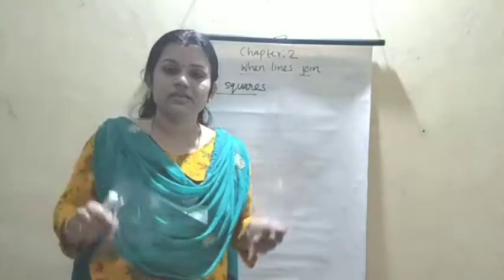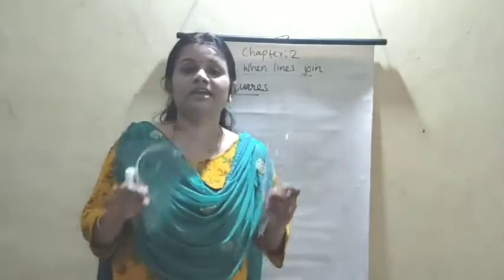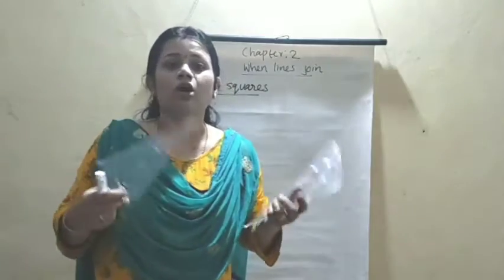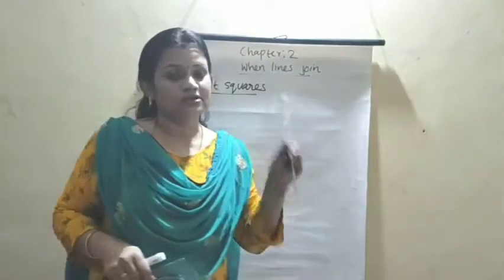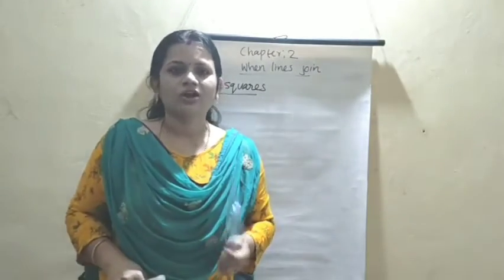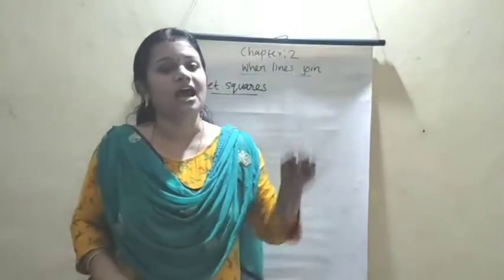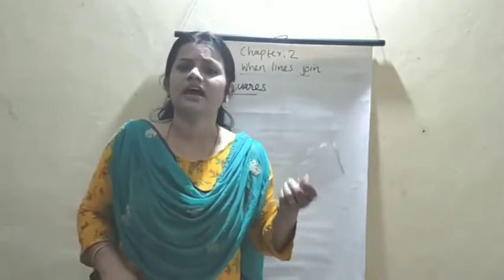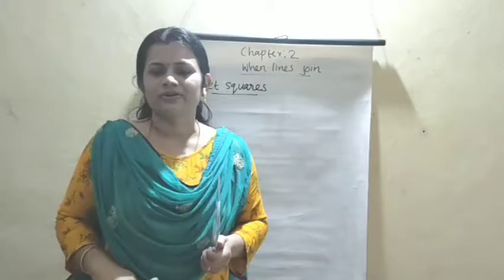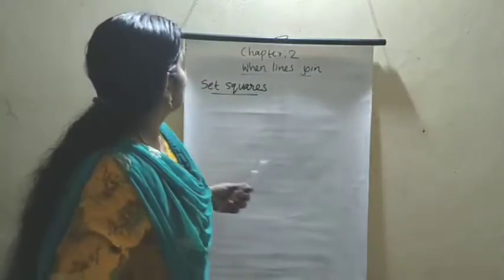When we use these set squares, we can make squares or rectangles, and some other quadrilateral figures. Using these set squares, we make a rectangle or square. How do we make a rectangle or square using these set squares? Do you know? Then let us see. Listen.